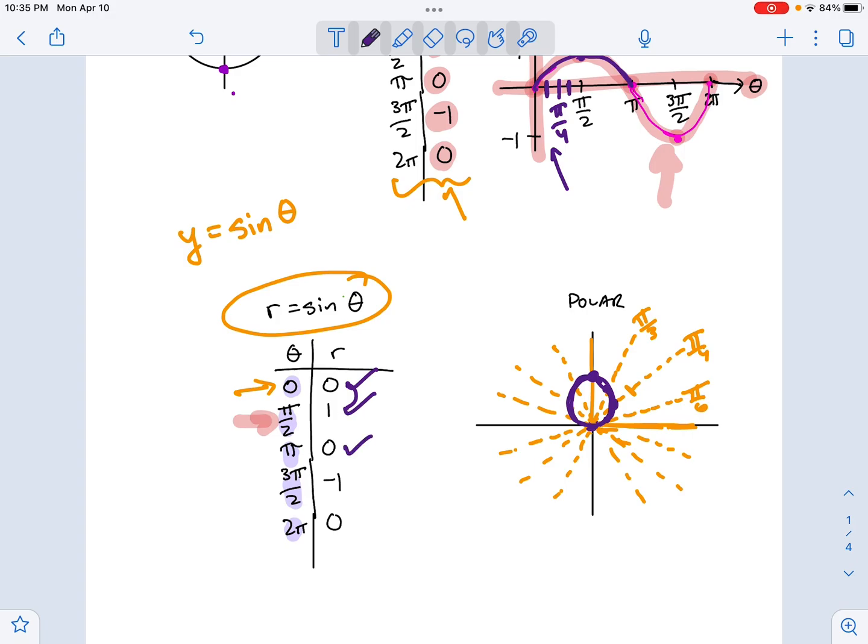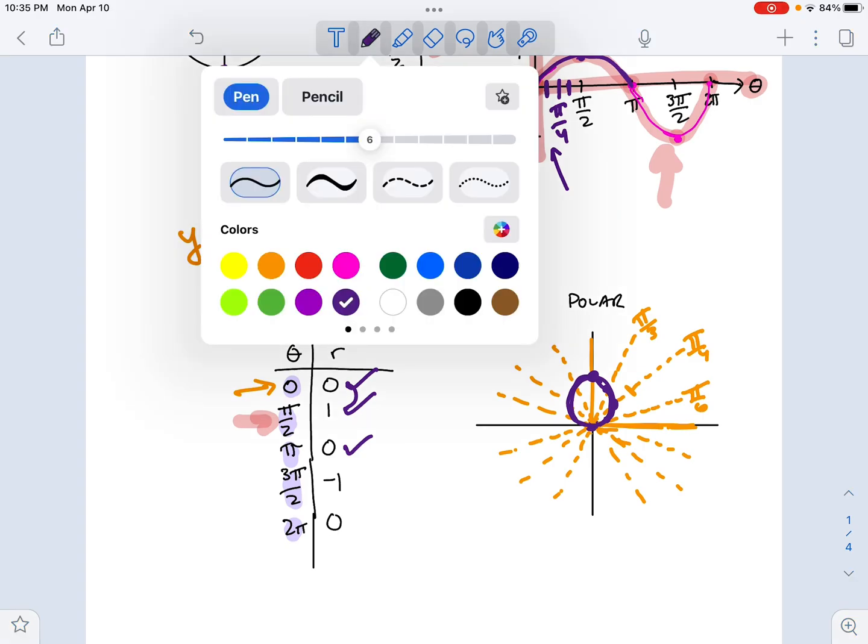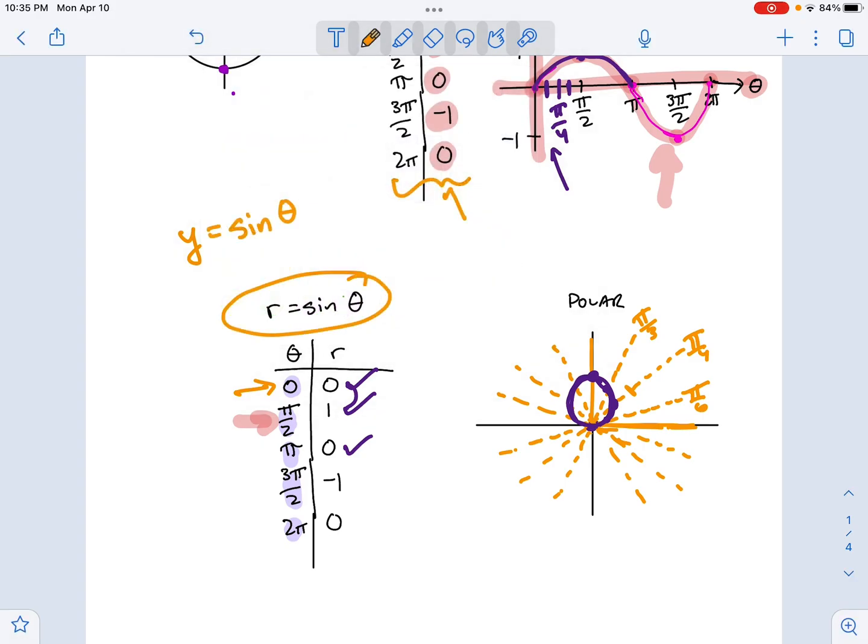Now when you get to 3 pi over 2, it says -1. What does that mean? Here, if we go to 3 pi over 2, it's going in this direction, right? If it said 1, the point would be down here. But it doesn't say 1, it says -1. So if this is the direction of 3 pi over 2, -1 would be going the opposite direction. So -1 on 3 pi over 2 is actually this point right there.